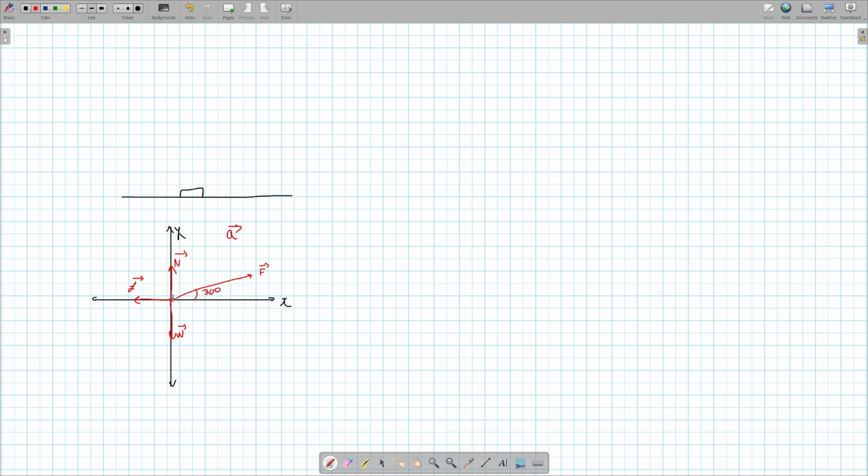You're not allowed to keep it like this. You're supposed to label it Fx, and over here, Fy. That's the first case. We'll call this case 1. This is for an object on a horizontal.